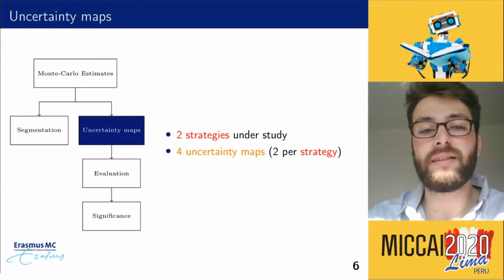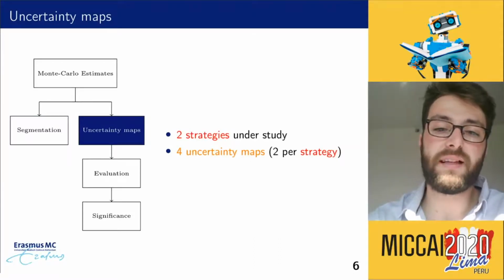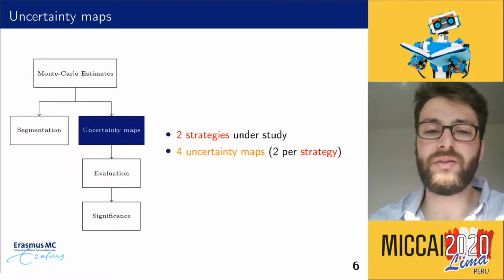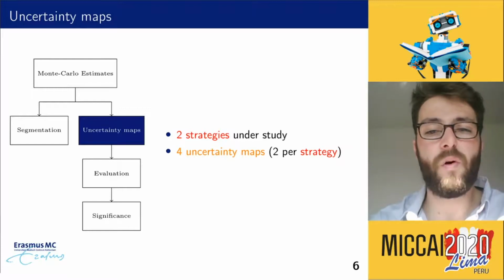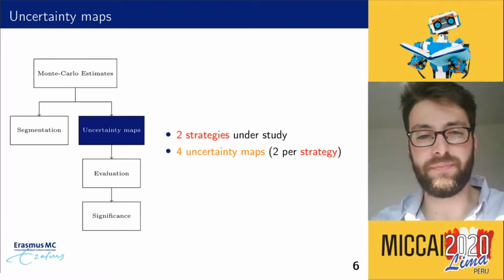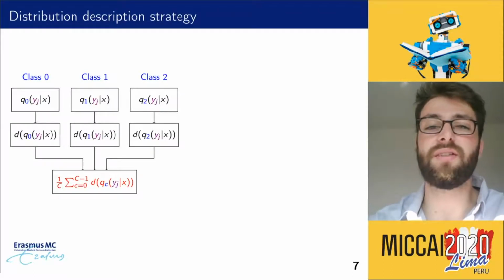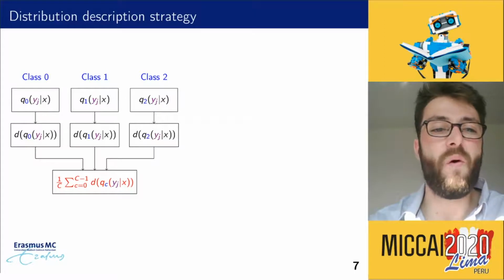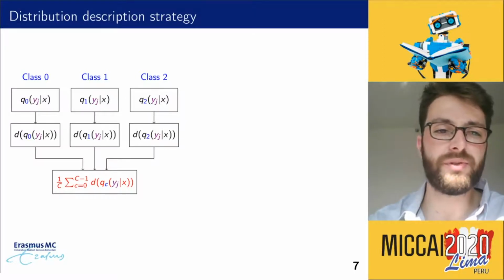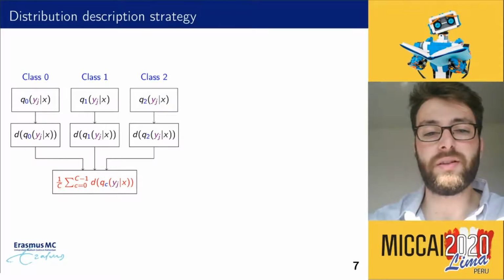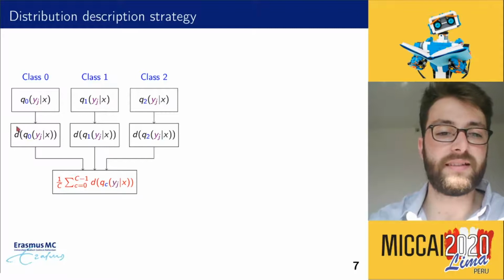Now we will discuss the different uncertainty maps that we used in our methods. We used two different strategies to get uncertainty maps and four uncertainty maps, two per strategy. So let's see the first strategy, which is the distribution description strategy. For every distribution of the output at a voxel level and for every class, we can compute a description of uncertainty, as we can see in this diagram.